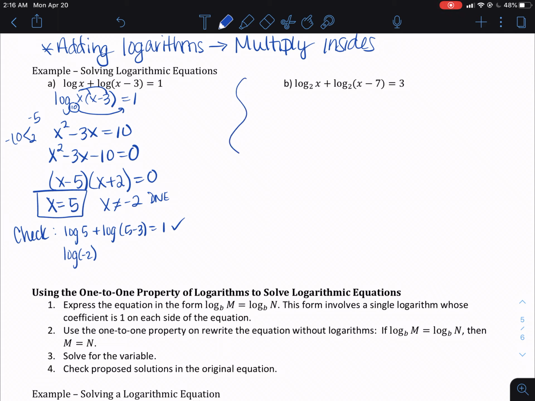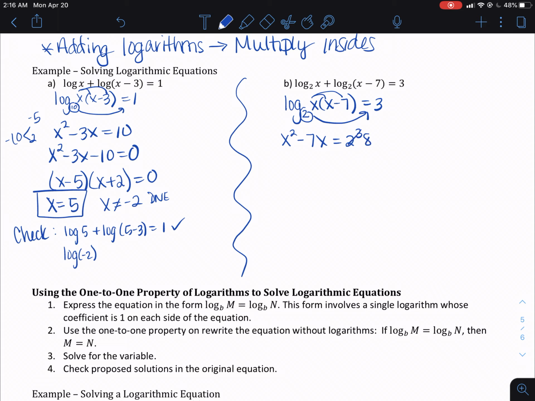All right, so if we look at B, we have log base 2 of x plus log base 2 of x minus 7. They're the same bases, so we can condense this to be log base 2 of x times x minus 7 equals 3. We're going to loop and swoop. And I'm going to also distribute. So we have x squared minus 7x equals 2 cubed. And 2 cubed is 8.